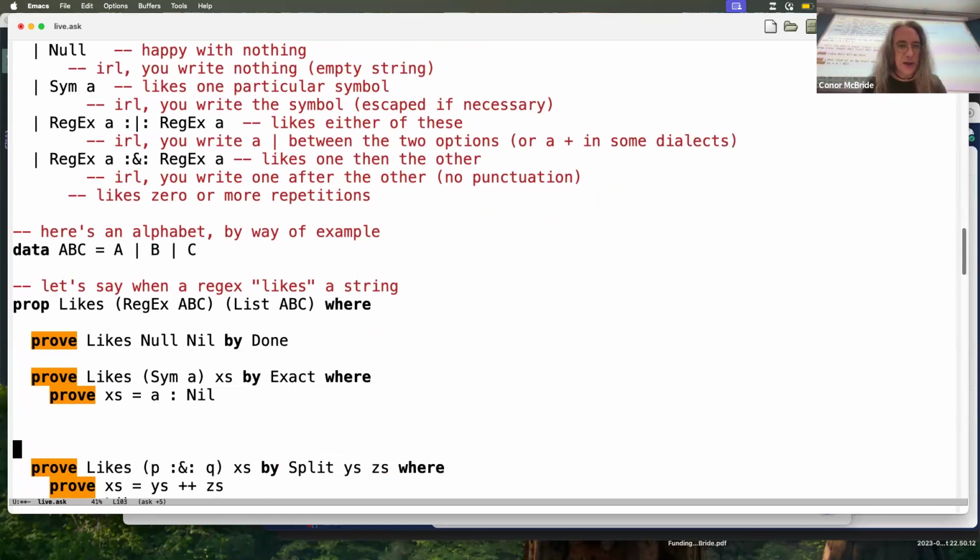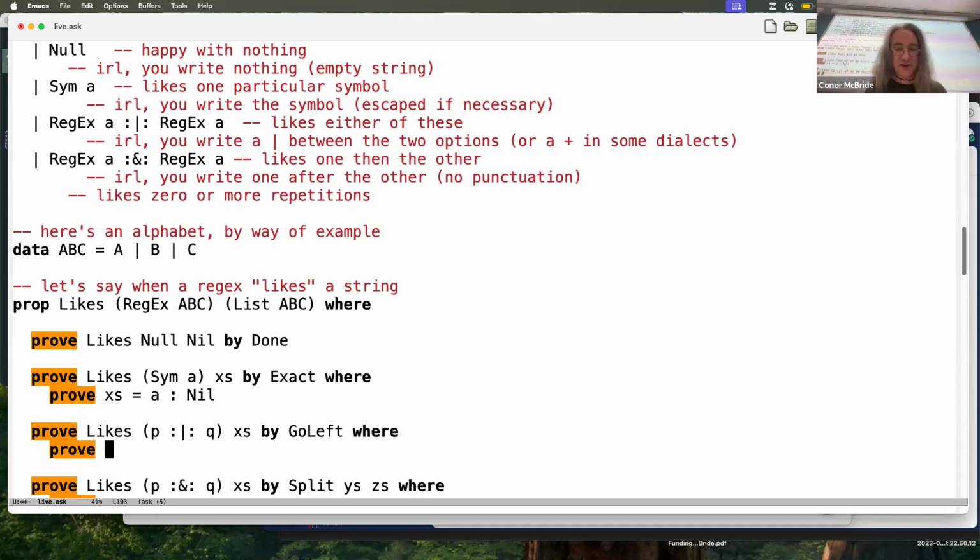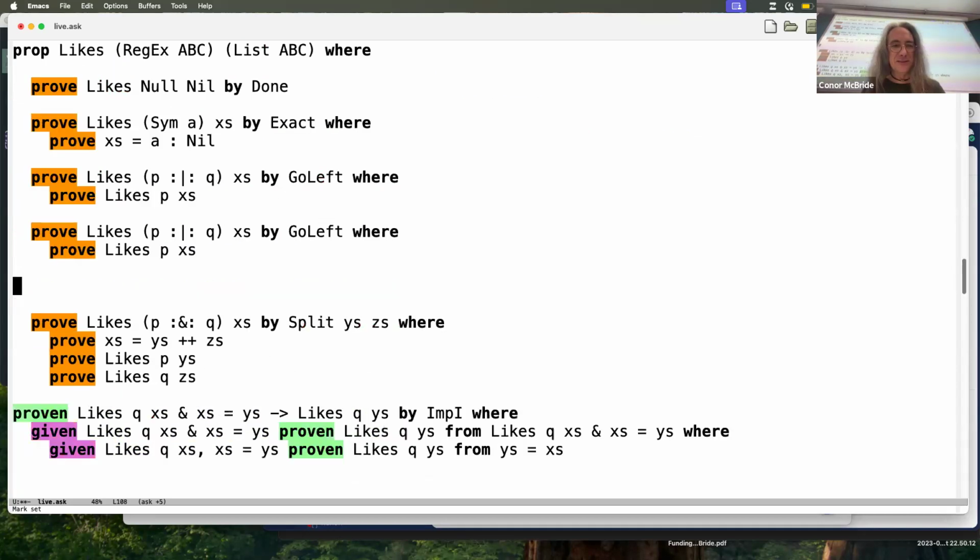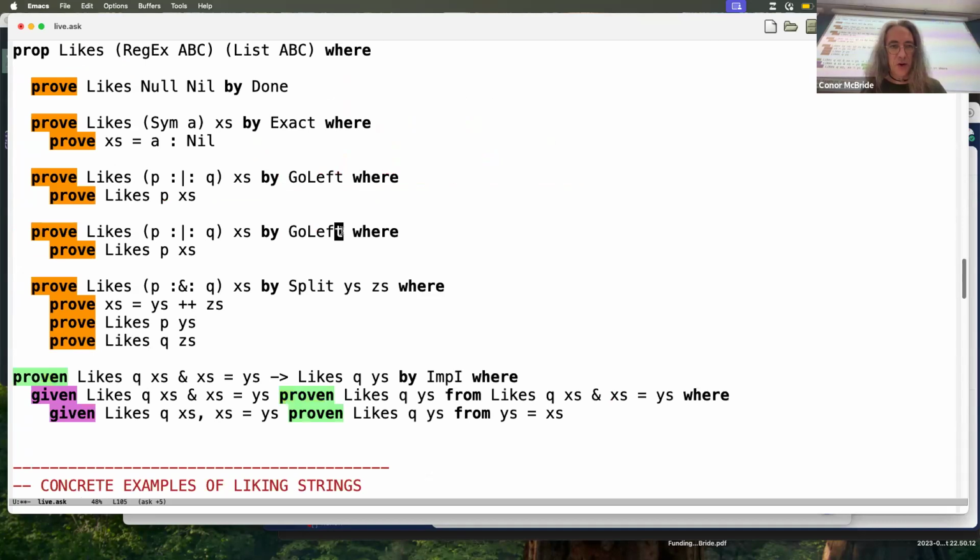And let's then do proof likes P or Q X's. Well, I'm hoping that no one is going to faint with amazement that there are two ways that you can prove P or Q likes X's. You can go left and prove that it's P that likes X's. Or you can go right and prove that it's Q that likes X's.